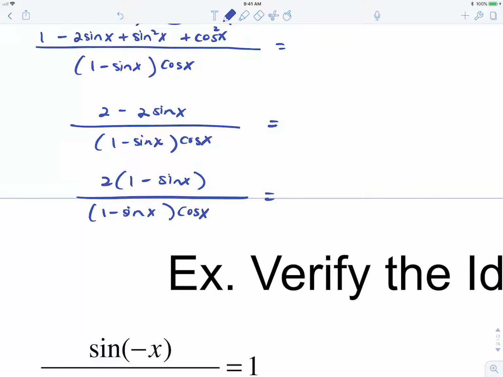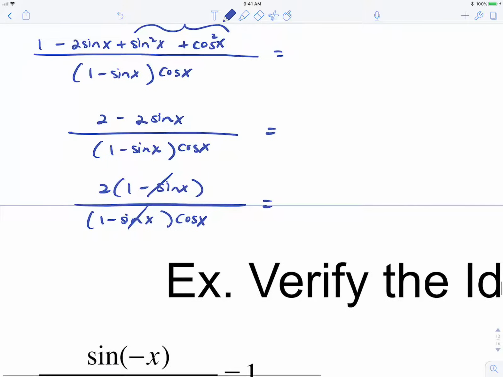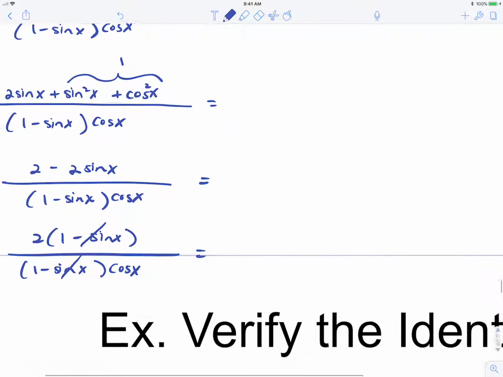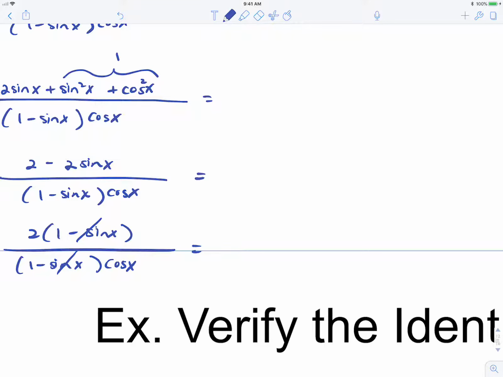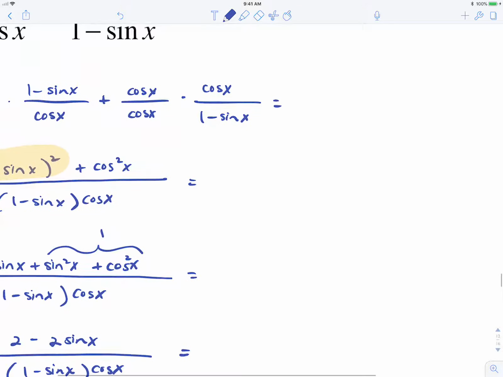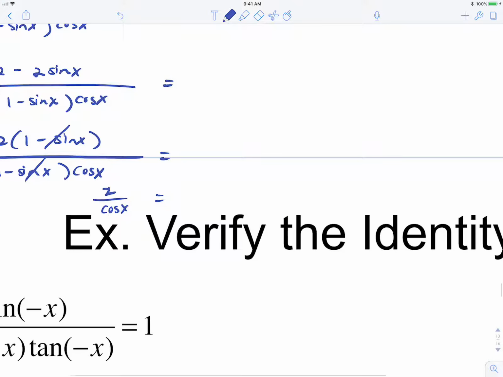Which will allow us to cancel 1 minus sine over 1 minus sine. And I've run out of room, but we're going to be left with 1 over cosine, sorry, 2 over cosine, which is 2 times secant, right? Because 1 over cosine is secant.